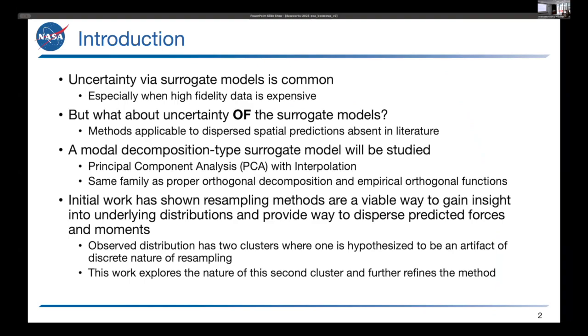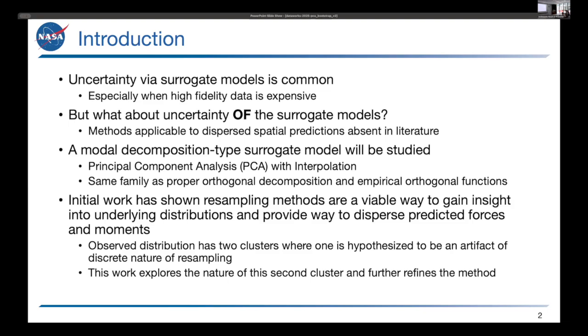The work here focuses more on how good is our surrogate model itself? What is the uncertainty of the surrogate model itself? There is stuff out there in the literature. The focus we have been working on is distributed spatial predictions. I'll show an example later, but we are interested in the sectional loads, the loading over an area, and so want to keep as much of this spatial correlation data as possible. I haven't found much that focuses on distributed spatial predictions.